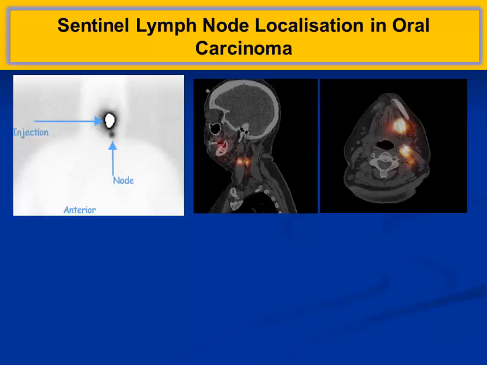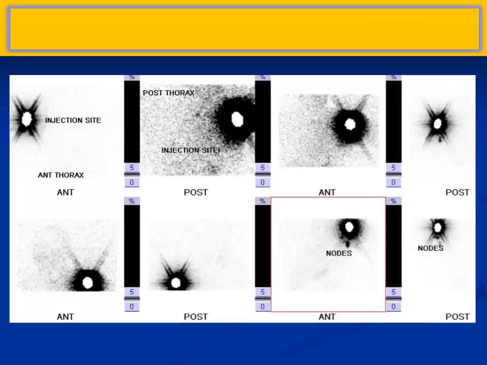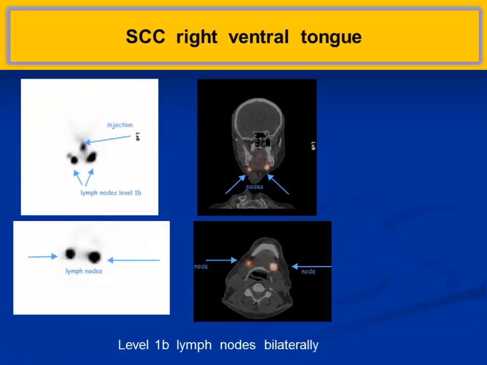Another patient, sentinel lymph node localization in oral cancer. We injected in the mouth, oral carcinoma. As you can see, there is one node on the anterior aspect. With SPECT CT, there are two lymph nodes at level 2. There's another node. If you have an image like this, it's quite challenging for the surgeon, because if he's using the probe, the injected activity will be so high that it is very difficult for him to differentiate the injection site and the lymph nodes, because they are very close to the injection site. So with the SPECT CT, it is easy for him to localize.